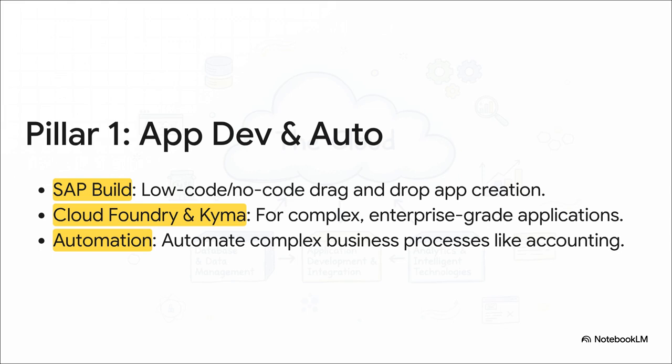First up, we've got application development and automation. This is your build stuff pillar. And what's cool is it gives you options. You can use simple drag and drop tools to build apps really fast, even if you're not a coder. Or your pro developers can use powerful frameworks to build really complex, hardcore applications. It's also where you automate all those boring, repetitive tasks.